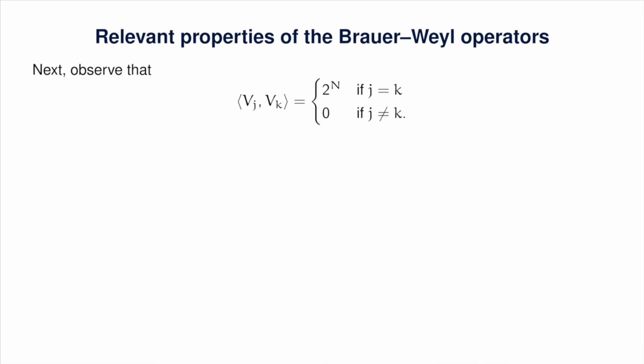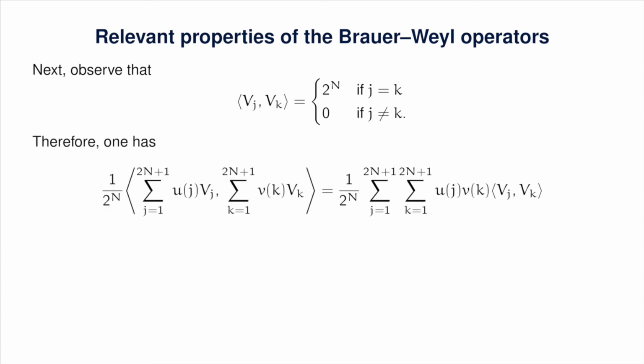For the second fact concerning the inner product of real linear combinations of the Brauer-Weyl operators, this has nothing to do with the anti-commutation property. It's really just a simple consequence of the fact that the Brauer-Weyl operators are pairwise orthogonal. Specifically, they satisfy the orthogonality relation you see here.